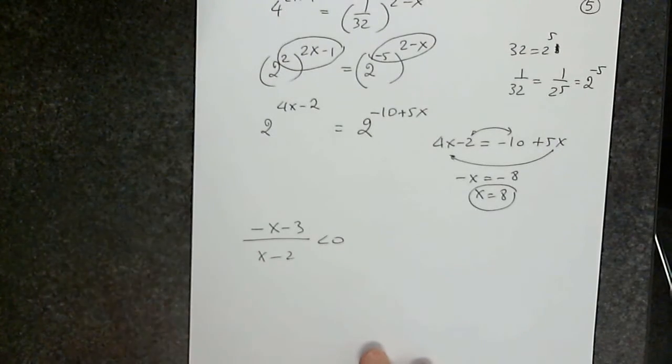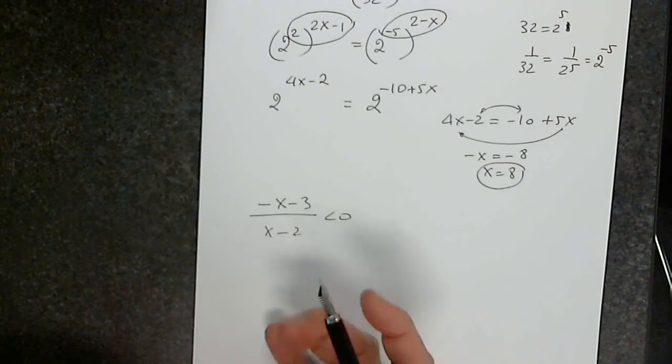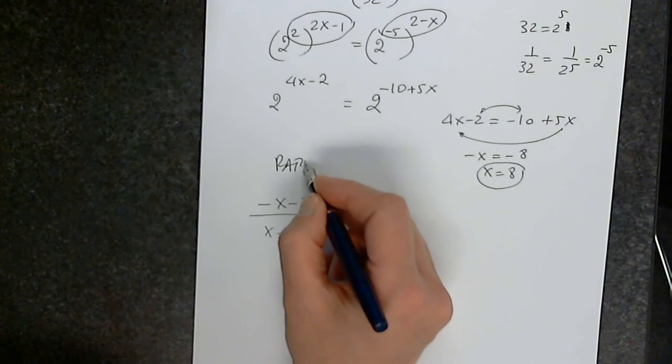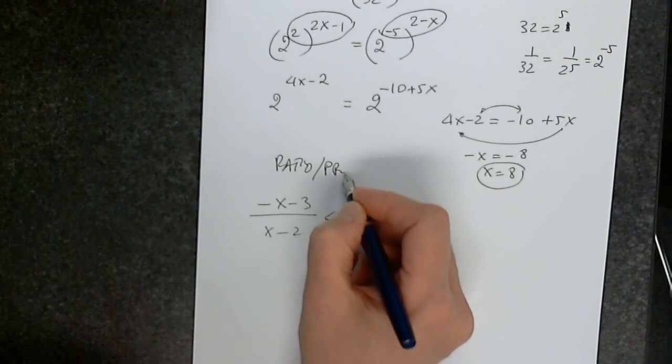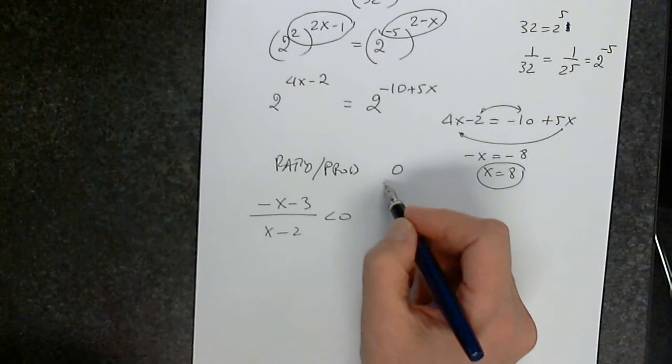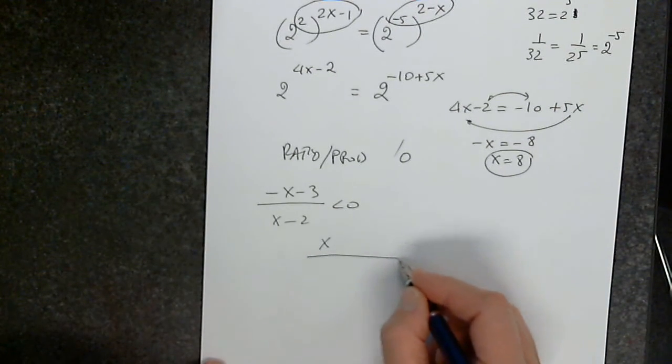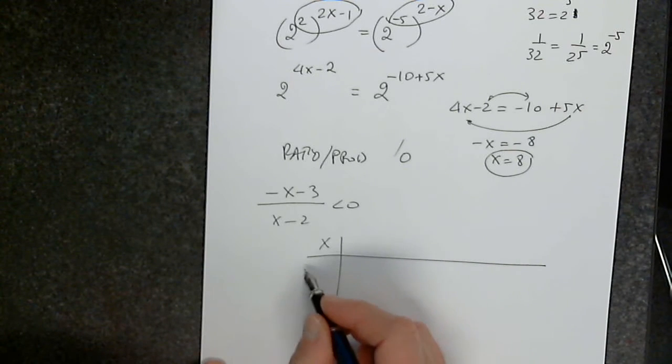It's chart ready because I have a ratio or a product on one side and 0 on the other. So then if you use the chart, you don't have to. I accept any method.